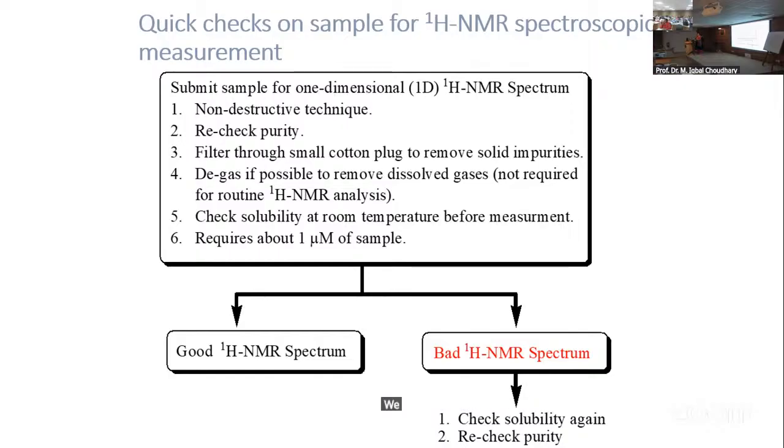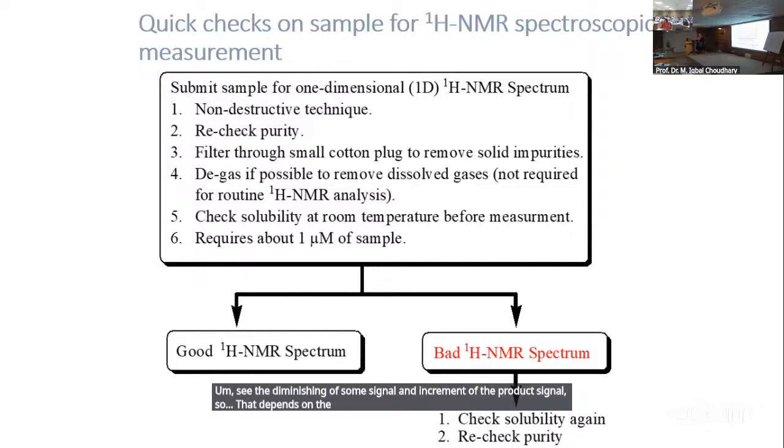For example, if anyone has an experiment to study over time, like a kinetic experiment, yes, you can do it. You can design your own experiments. In our research group, we have been doing this for enzyme inhibition. We have the substrate, we have the enzyme, and we design the experiment to see the diminishing of some signals and the increment of the product signals. So that depends on time.